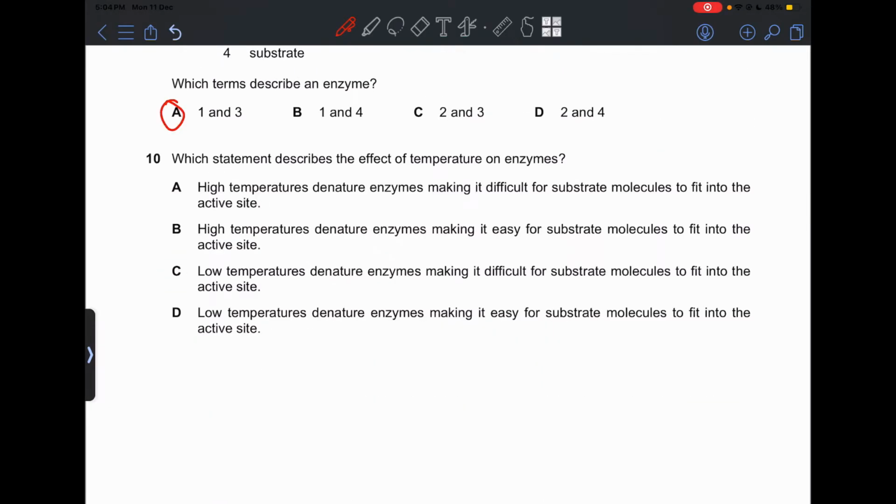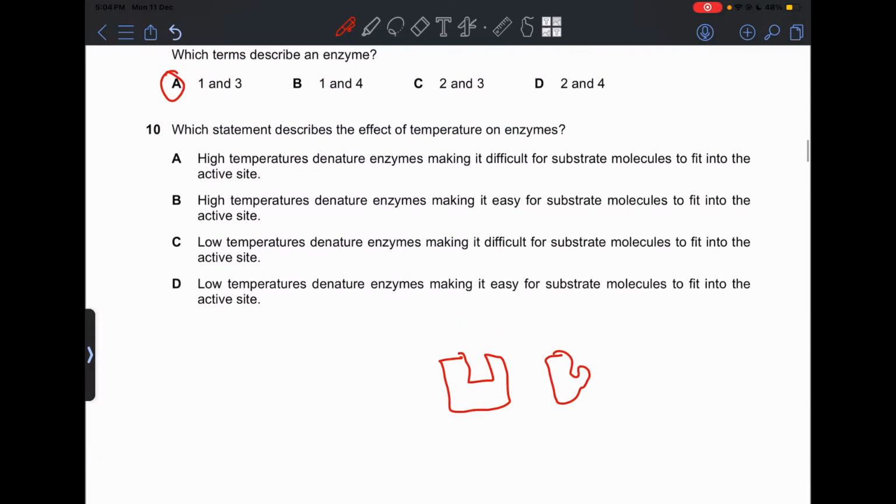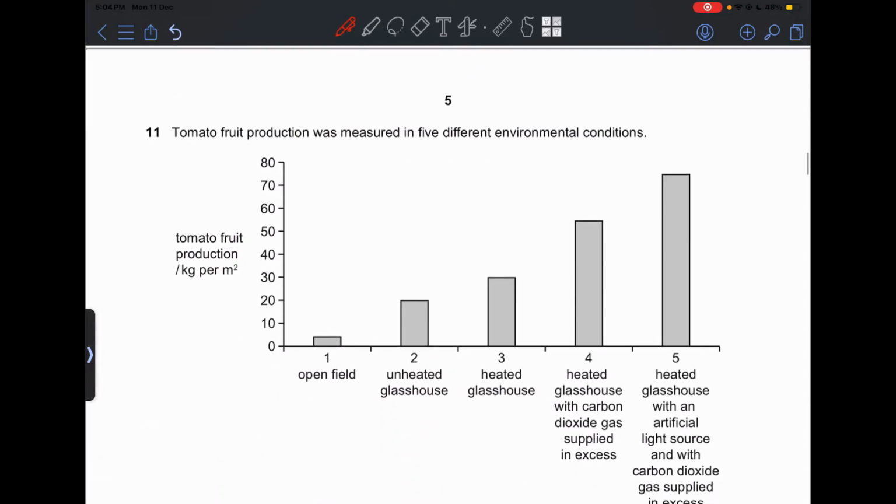Number 10, which statement describes the effect of temperature on enzymes? A says high temperature denatures enzyme, making it difficult for substrate molecules to fit into the active site. This is a correct statement, because when there is a high temperature, it will be denatured, and so the active site, for example, if we have this shape, then it will change into something like this. It will just melt down because there is a high temperature. So our answer is going to be A.